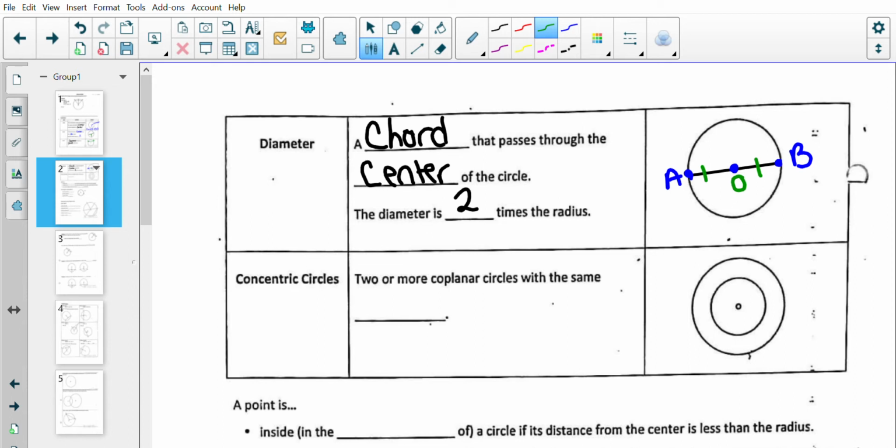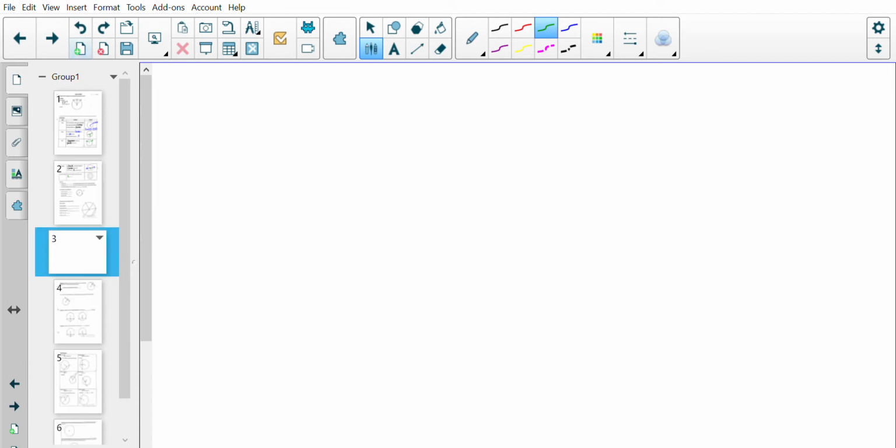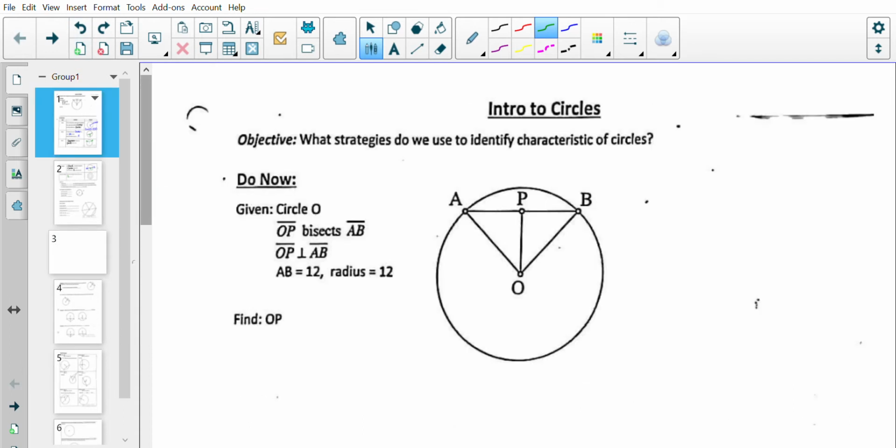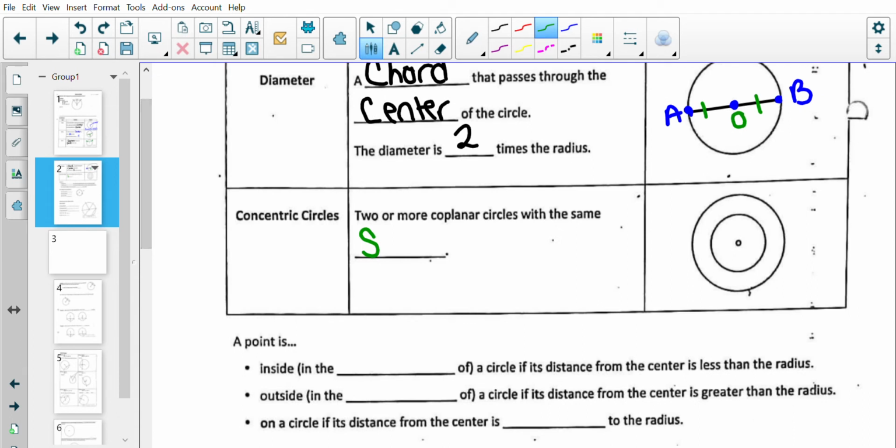2 or more concentric circles, or 2 or more coplanar circles with the same center. Let's erase that. Oh no, I've lost our page. Let's go back. Sorry about that. 2 or more coplanar circles with the same center. Coplanar just means they're existing in the same plane. So if you notice, I have 2 circles in this diagram. One is obviously bigger than the other. Let's call this center point O, but they both have that same center O.